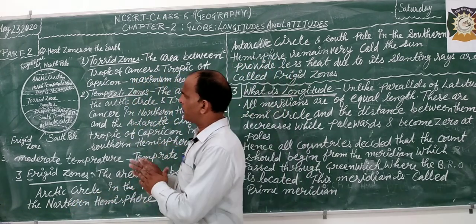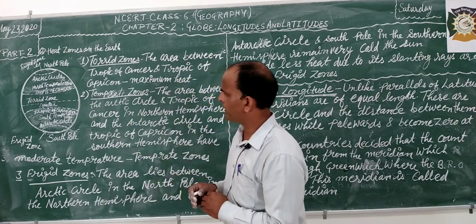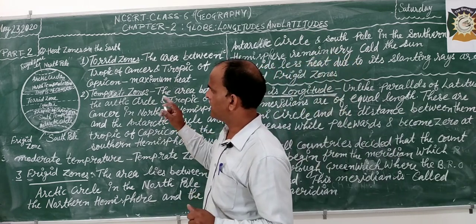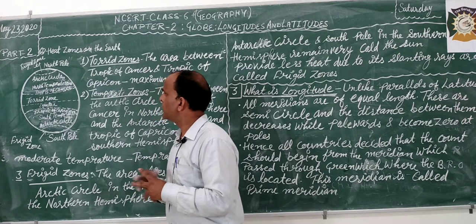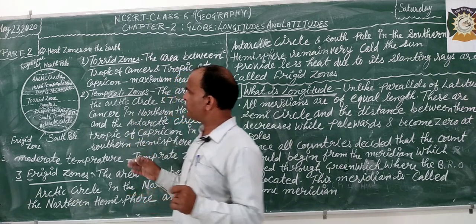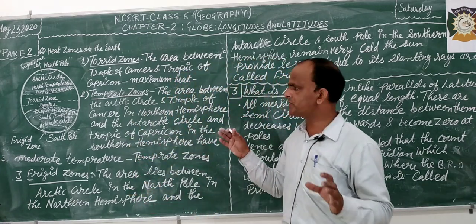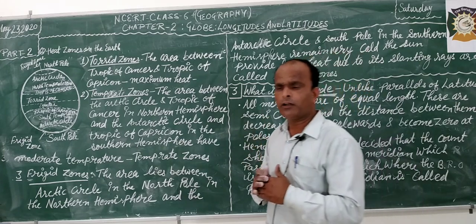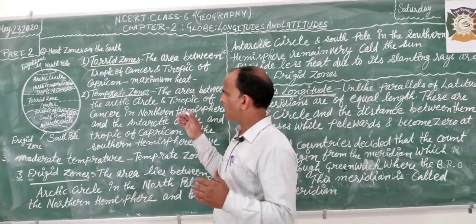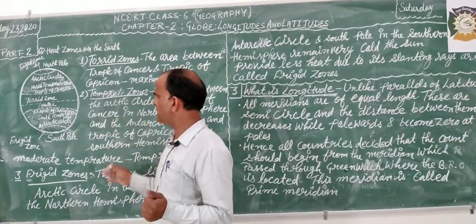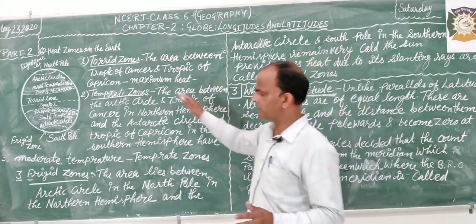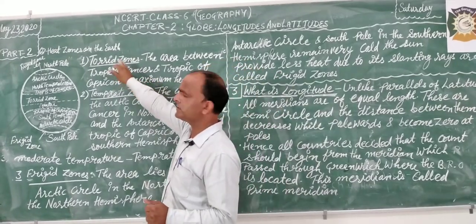On the upper side of the equator there are three zones. One is the torrid zone, next is the temperate zone, and third is the frigid zone. On the downside there are also three zones: the torrid zone, the south temperate zone, and last the frigid zone. These three zones are described in detail now.